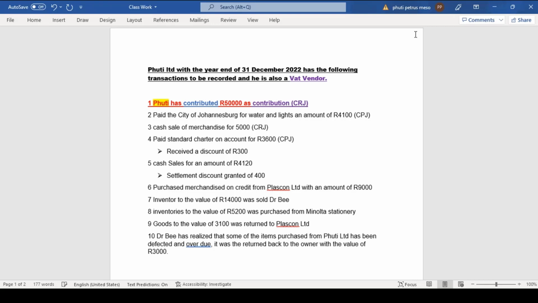But you see, these are the kind of basics that you need to familiarize yourself with, because if you don't know these basics, you're gonna have a problem with doing your financial statements. And why am I saying that is because you'll see when we actually display our CRJ and CPJ. All right. So let's have a look at the transaction number 5. There was a cash sale with an amount of 4,120. CRJ, right?